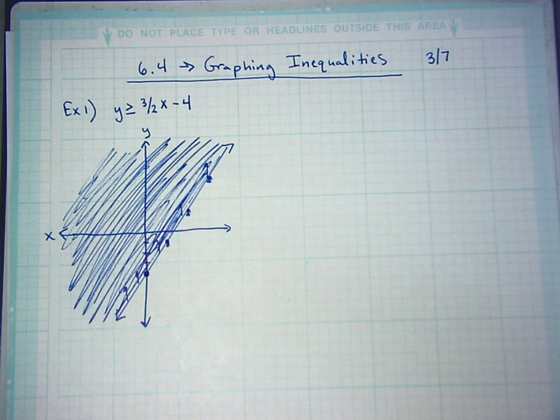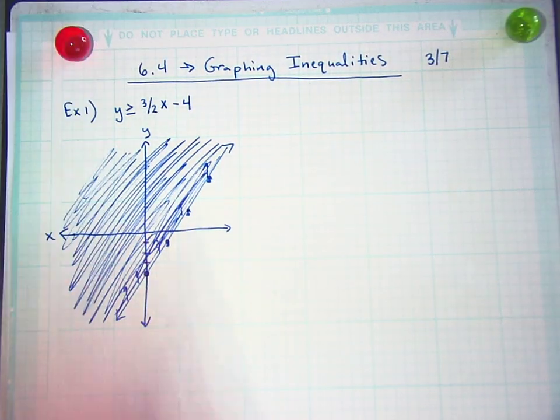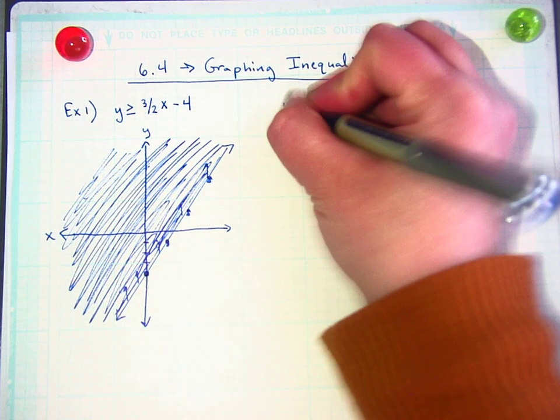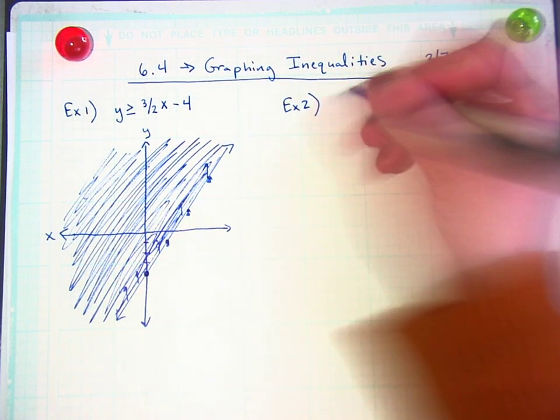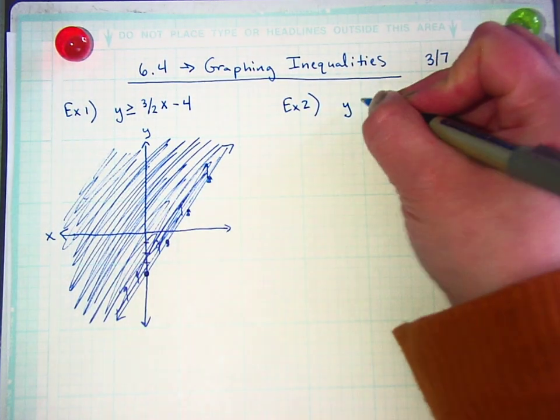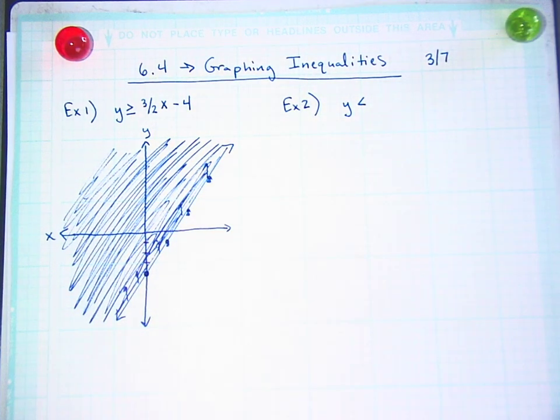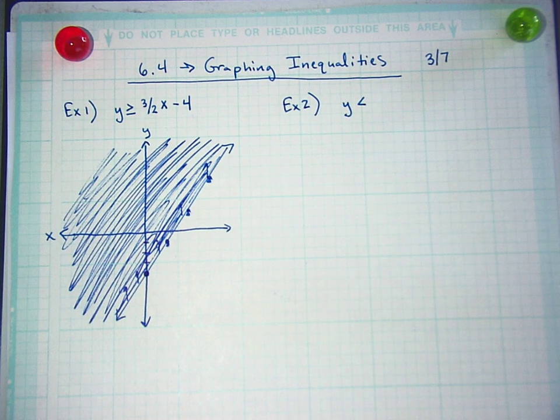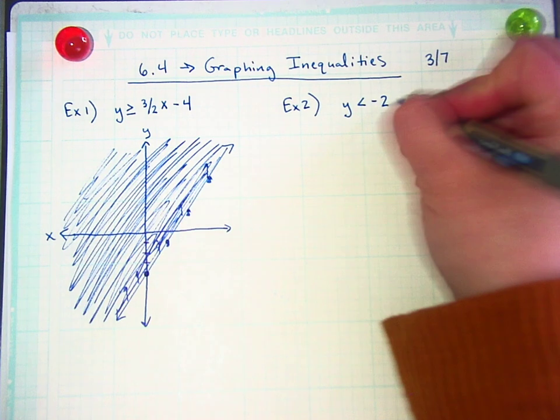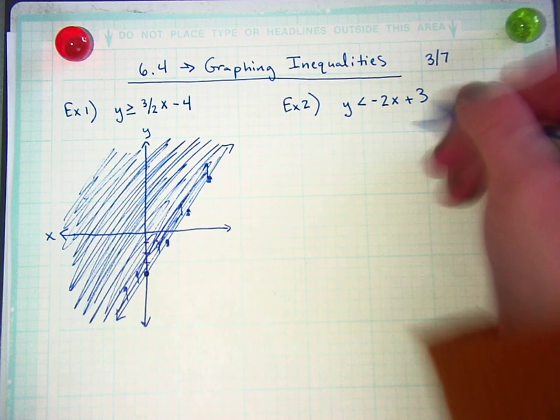All right, so on the other side, this one is going to be worth a prize for you and your partner. Example 2. Y is less than negative 2x plus 3.